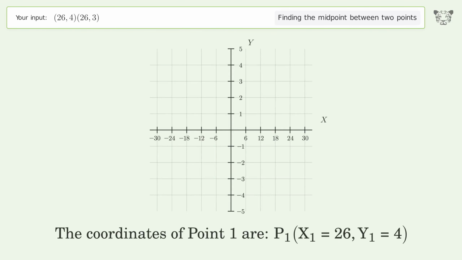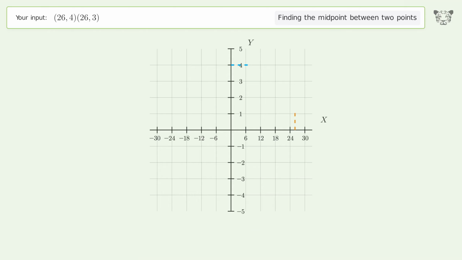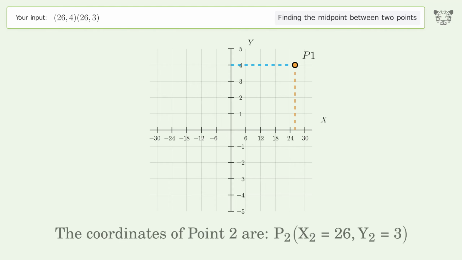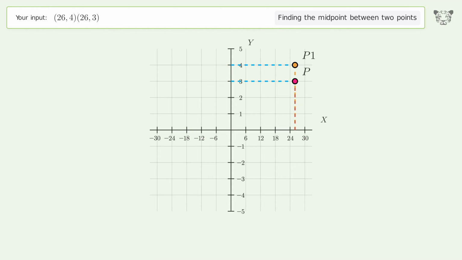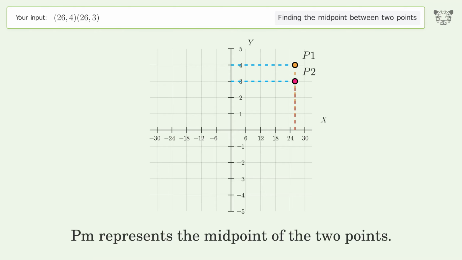The coordinates of point 1 are x1 equals 26, y1 equals 4. The coordinates of point 2 are x2 equals 26, y2 equals 3. PM represents the midpoint of the 2 points.